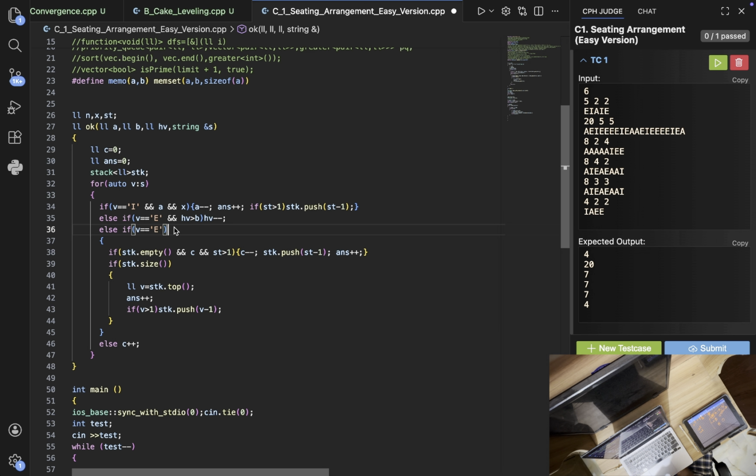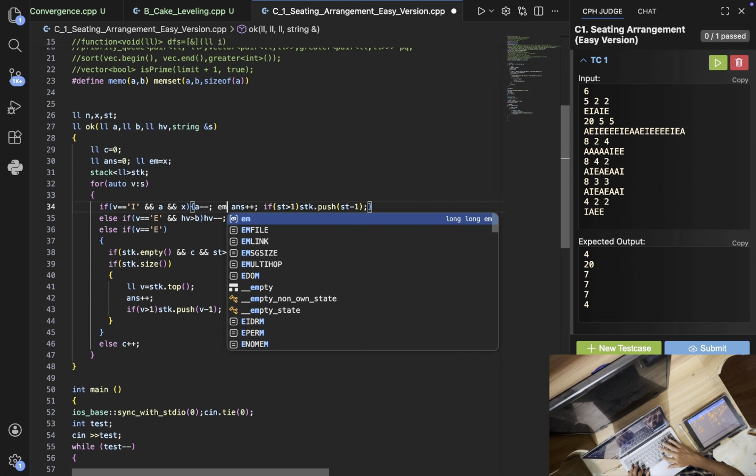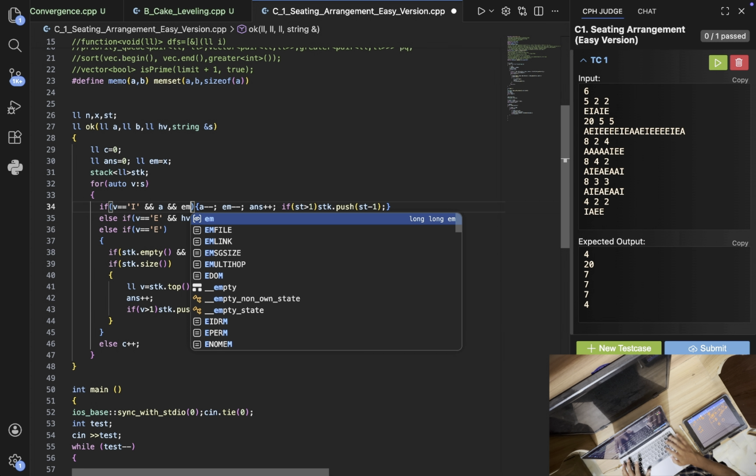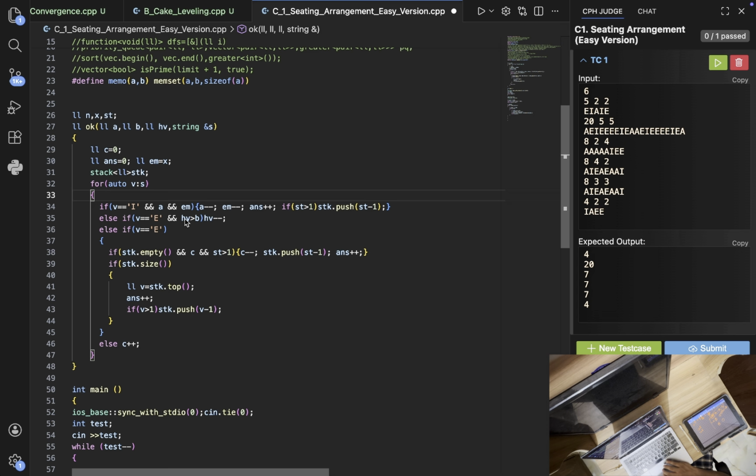Okay, have X, empty seats, empty position, em equal to X, minus should be em, then answer plus plus, and if the size is greater than that, then else I got an E, and have is greater than, have is minus minus, otherwise I got an E.